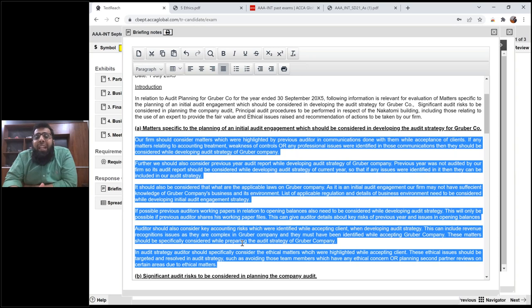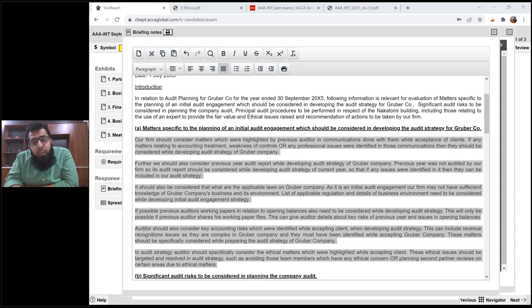So this was apparently a non-routine requirement, but it was not very difficult. If you read the requirement in the right direction, you develop the right approach. The examiner was asking what are the matters which you should consider while developing the strategy. Now what would be a disaster in this situation? The disaster would be that some students would start writing audit procedures, that we will do this, we will check the bank statement, we will check the board minutes. Now that would be a disaster.